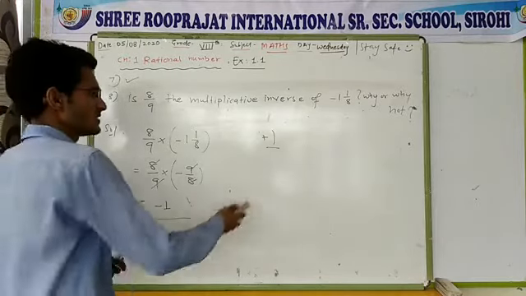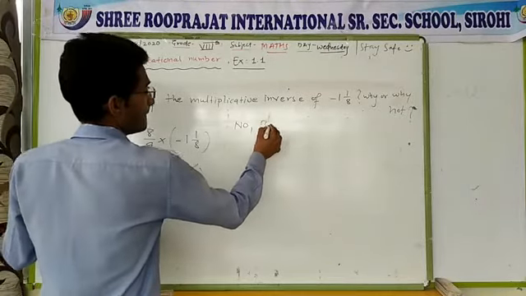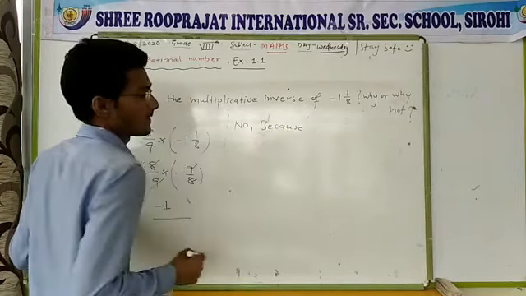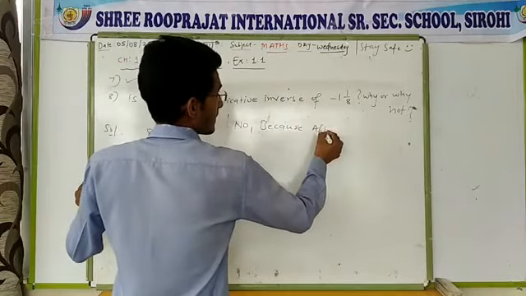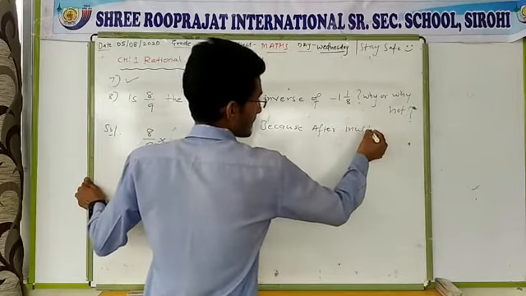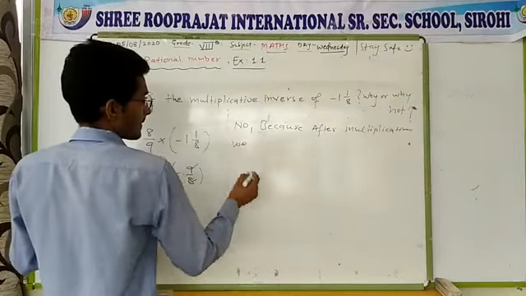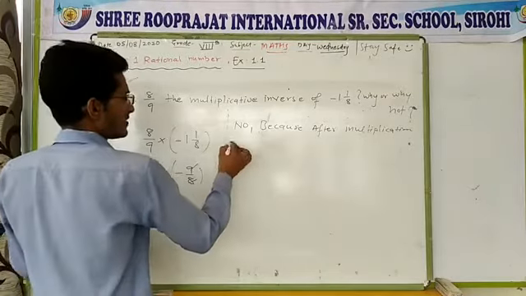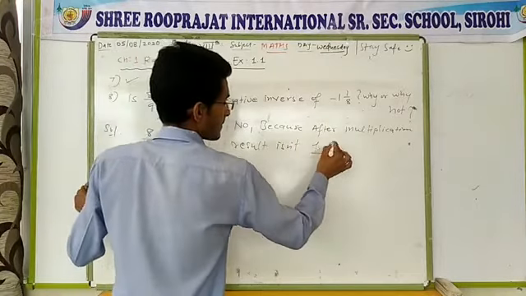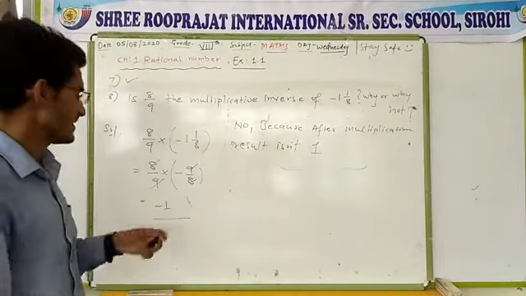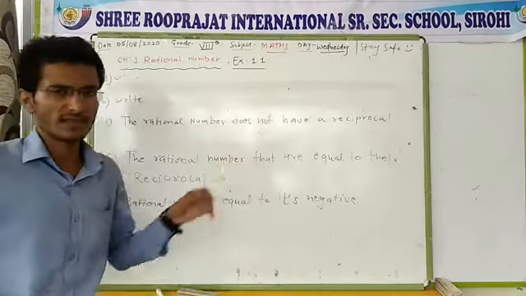Because after multiplication we are not getting 1, or the result is minus 1. We are not getting 1, that's why it is not a multiplicative inverse. Question number 9 you have to solve yourself.